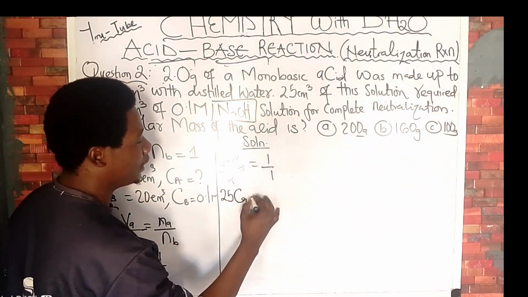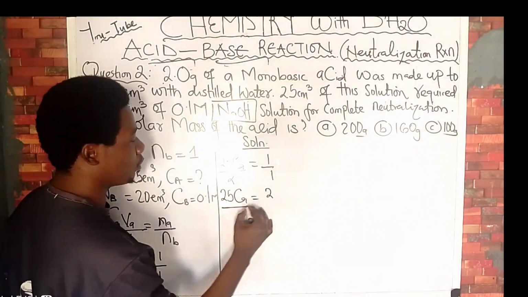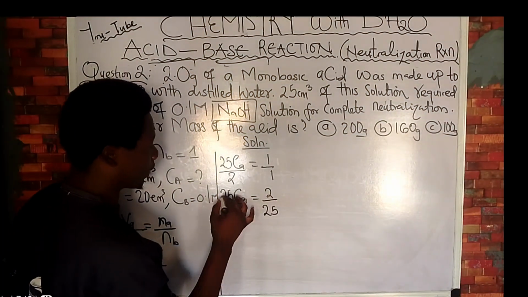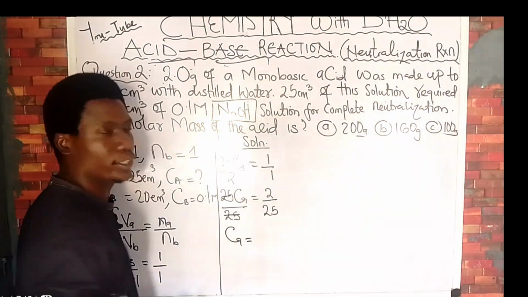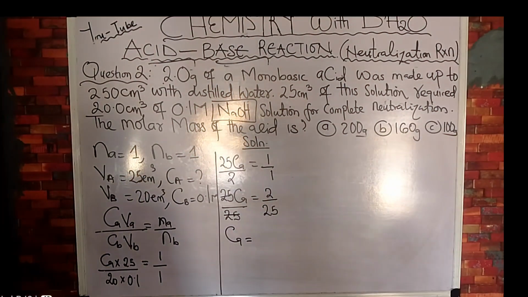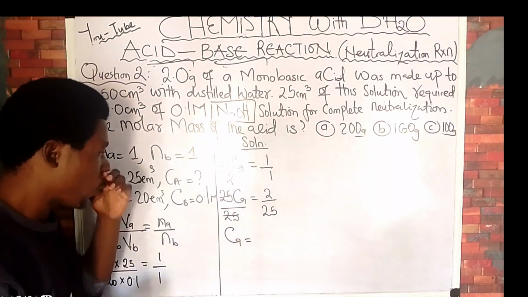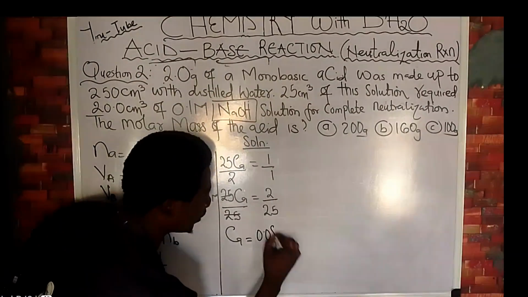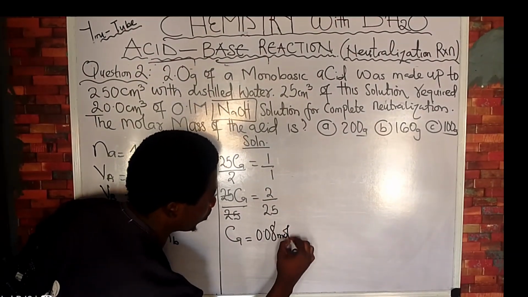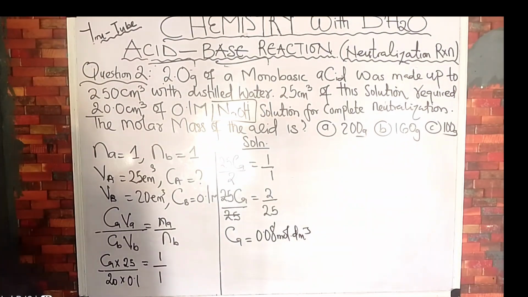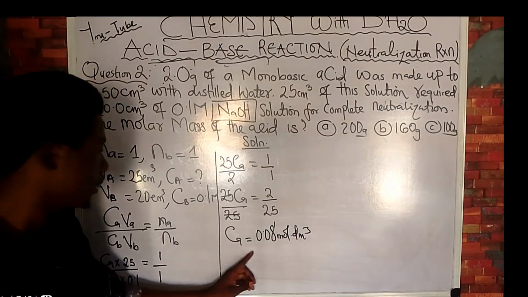25 Ca is equal to 2. So we divide both sides by 25. This cancels this Ca. Let's quickly divide 2 over 25. Good. So we have 2 over 25. That will give us 0.08 mole per dm cube. This is the concentration of the acid. Good. So this is our Ca.